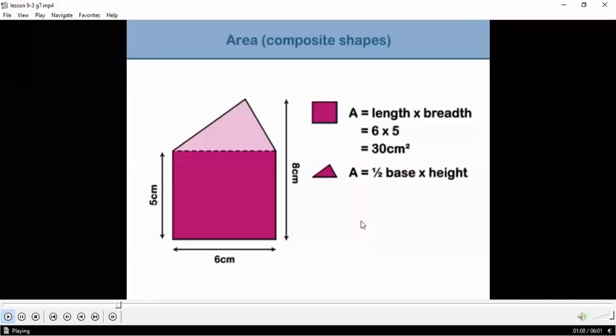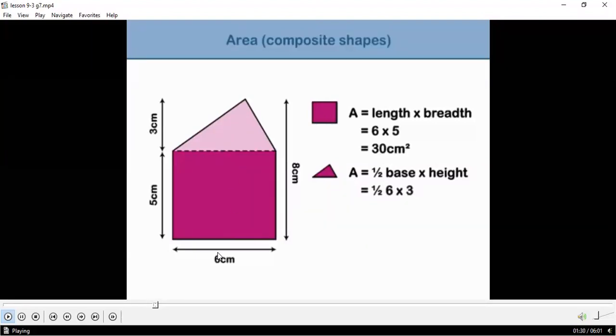Okay. So first, we will divide the figure into two parts, as we said at the beginning. Area of rectangle first equals length times width or breadth, both are the same. The length was 6 and the width was 5, so we have 6 times 5 equals 30 square centimeters.